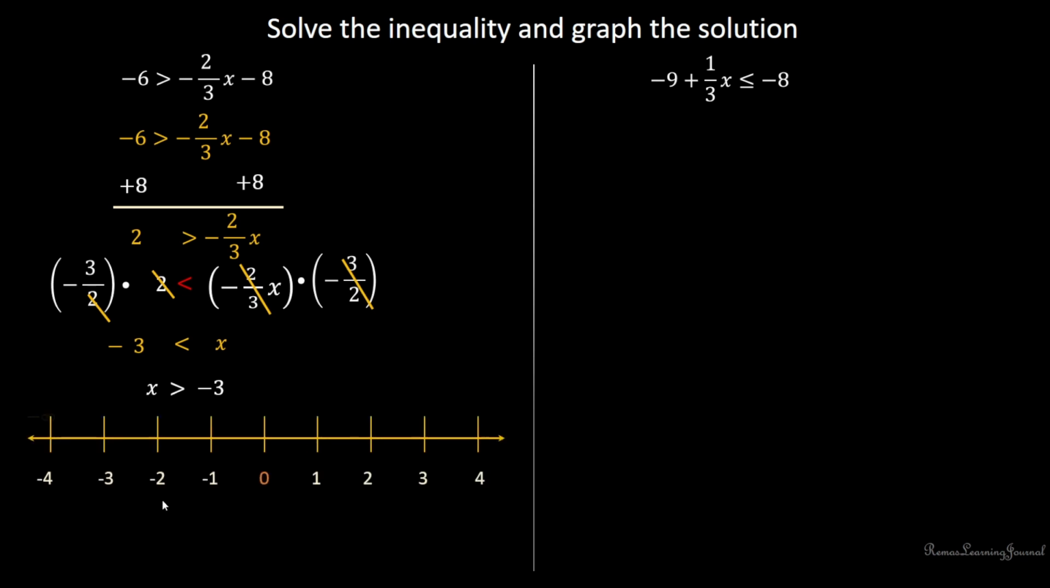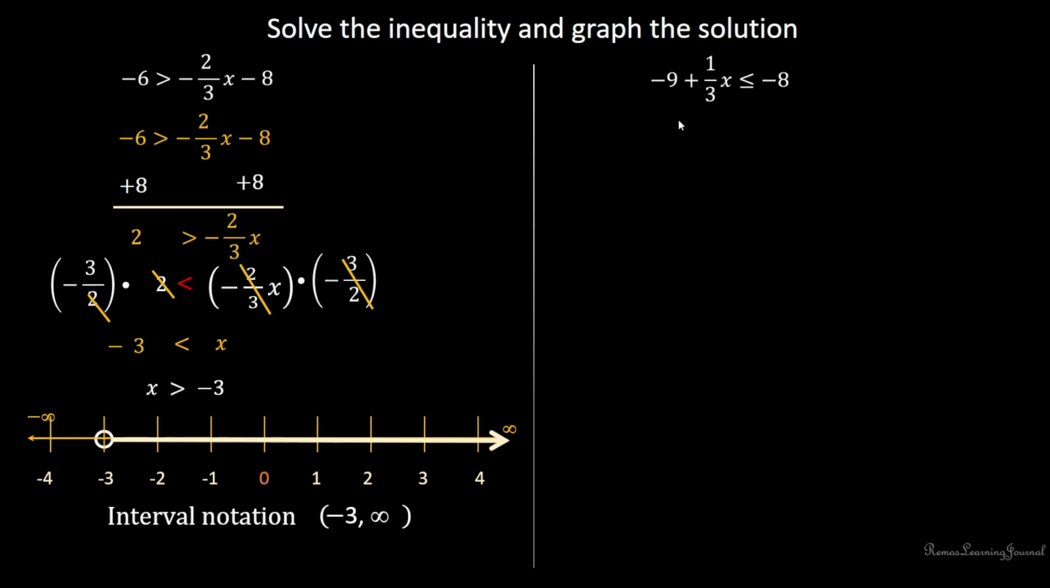Now let's graph this inequality. Since x is greater than minus 3, let's draw an open circle around minus 3 and shade all the numbers greater than minus 3 all the way up to positive infinity. And now let's write it in interval notation. For that, let's pick the endpoints minus 3 and positive infinity and put parentheses around it.